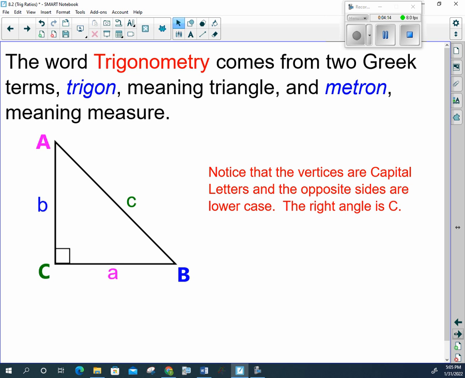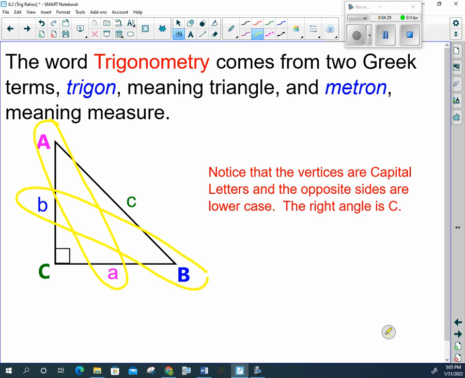So opposite, so they come in pairs here, guys. So capital A is opposite lowercase a. Capital A is for the angle, lowercase a is for the side. Capital B, angle, lowercase letter B, side. And then capital C, angle, lowercase letter C for the side.